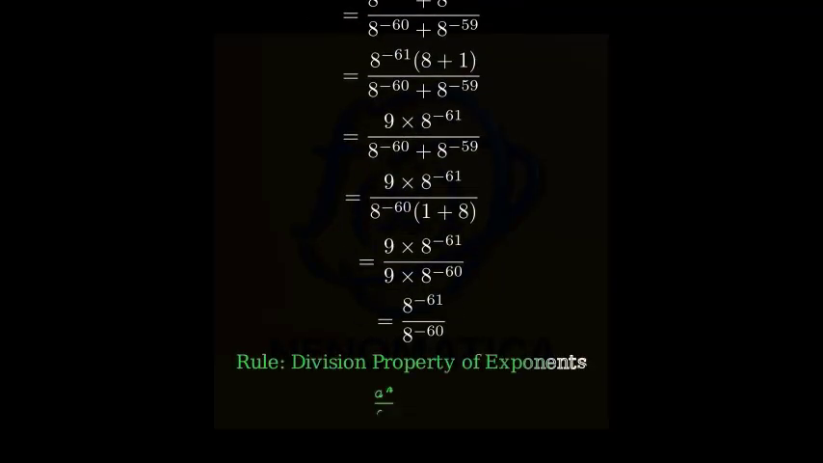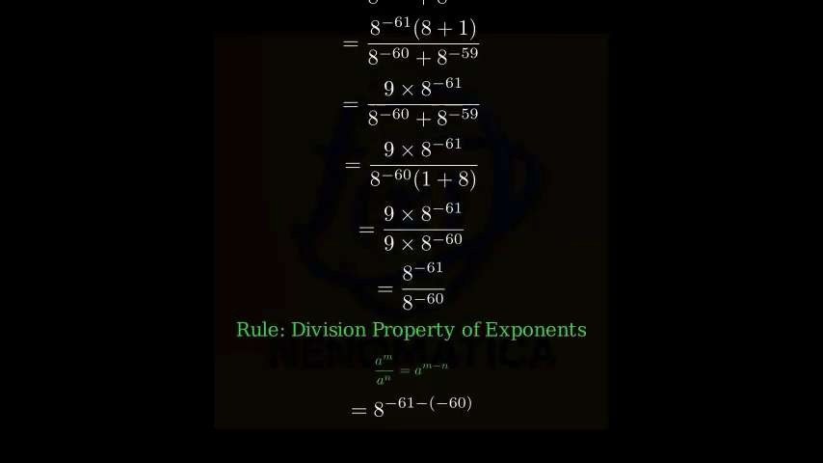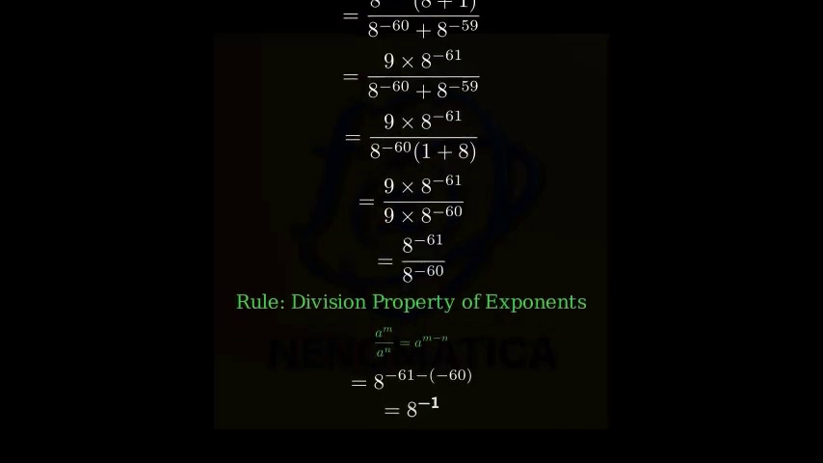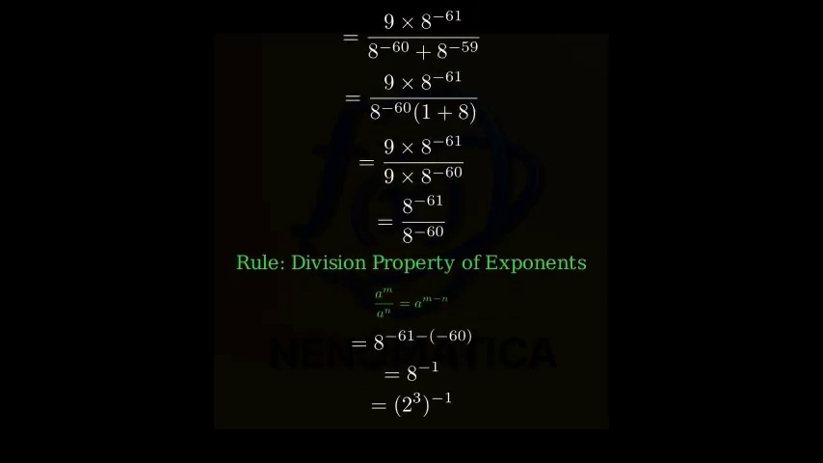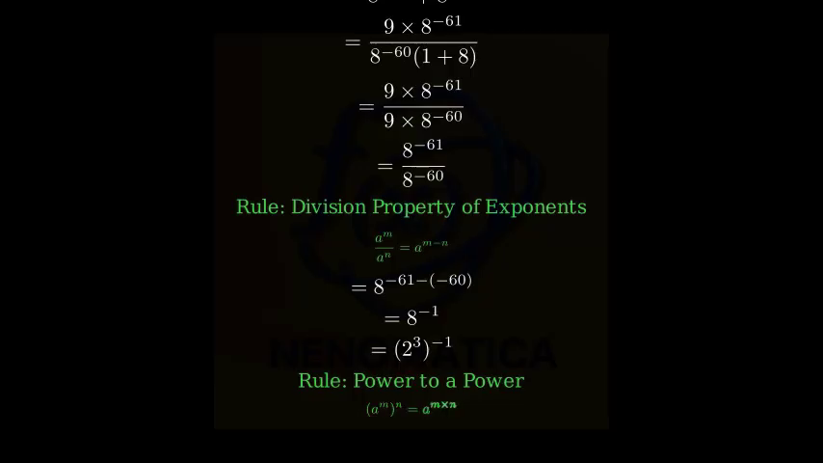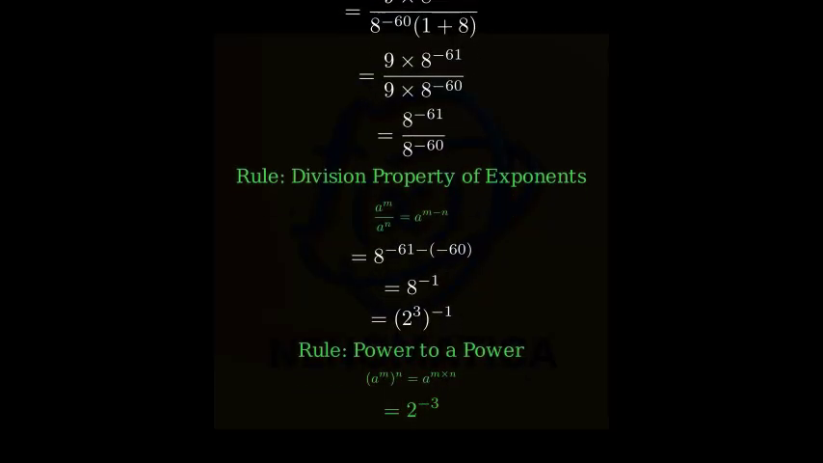Using the property of exponents for division, we can subtract the exponents. We get 8 to the power of negative 61 minus negative 60. Negative 61 minus negative 60 is the same as negative 61 plus 60, which equals negative 1. Now, we can rewrite 8 as 2 cubed. When we have a power raised to another power, we multiply the exponents. So 2 cubed raised to the power of negative 1 equals 2 to the power of 3 times negative 1, which is 2 to the power of negative 3.